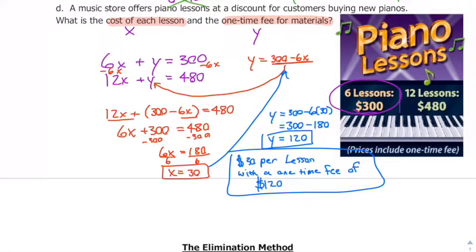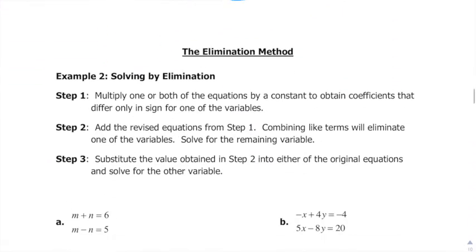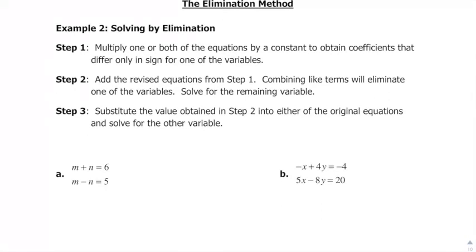Hopefully this is still recording. Okay. All right, so that is that. Next here, we're going to talk about the elimination method. This is actually the one I prefer the most. To me, it can be really, really quick.